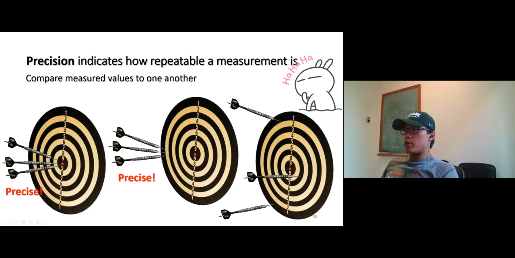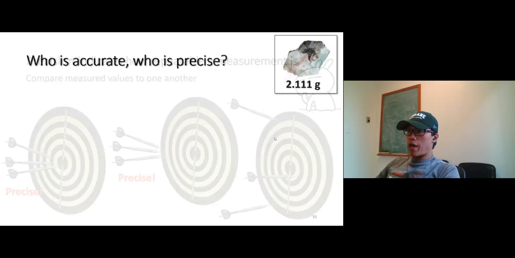This is not precise. You really are bad at it. That's two: you're not accurate and you're not precise either. So accuracy, you compare the measured value to the true value. There will be one true value, and you compare all of your measured values to that value. Precision, you compare all your measurements together. How far off are they, or are they really close together? That's precision.